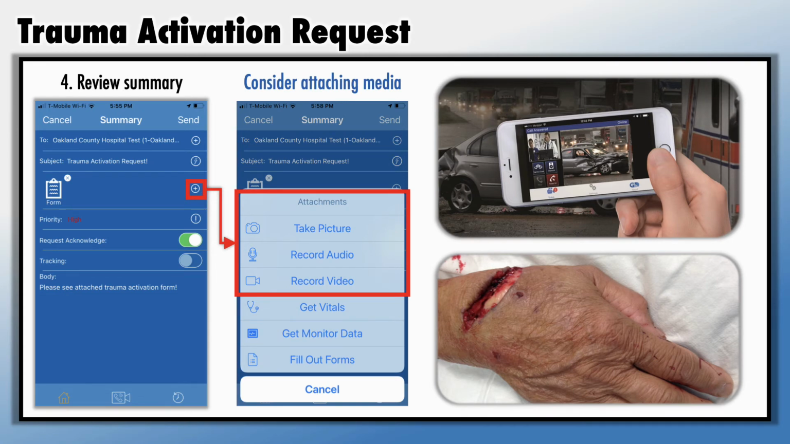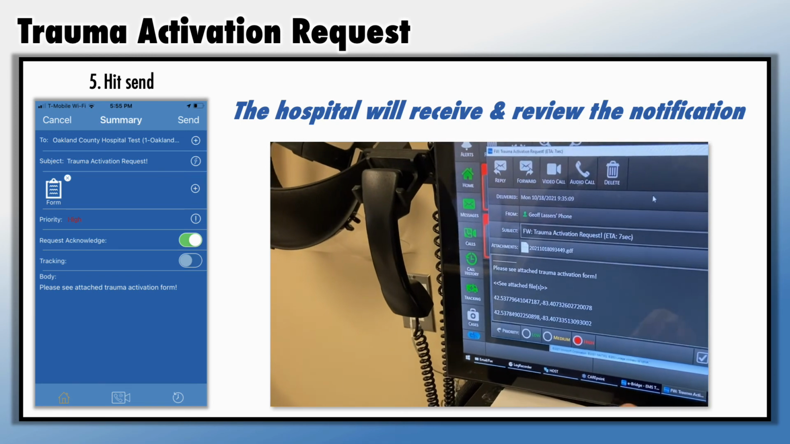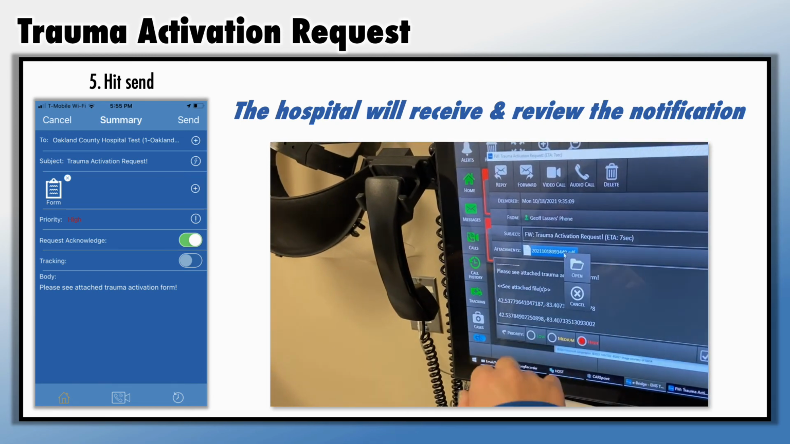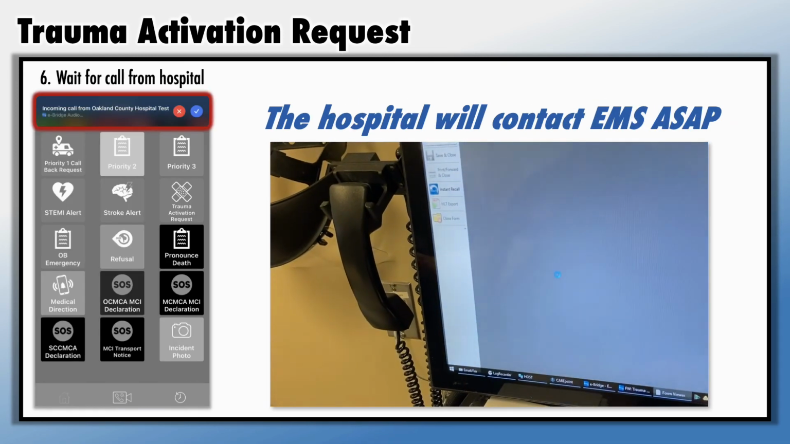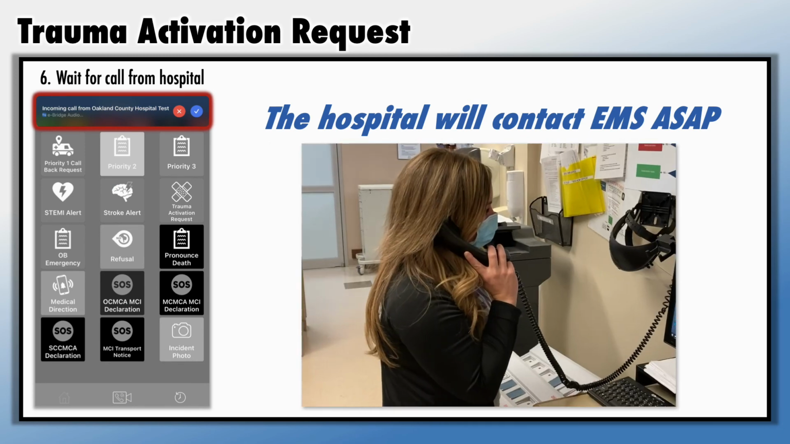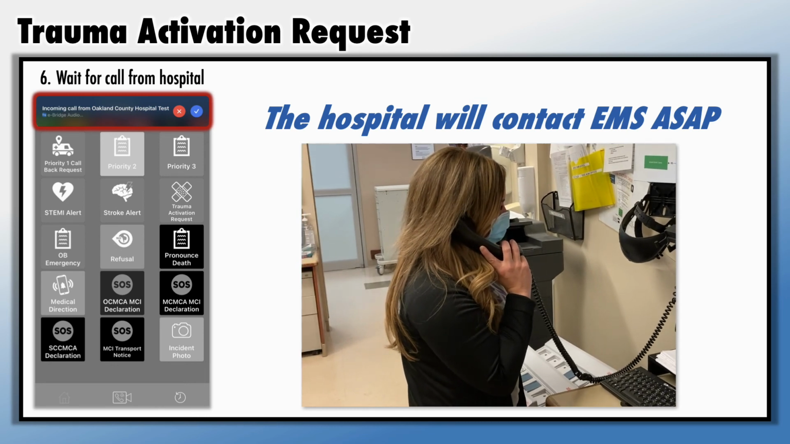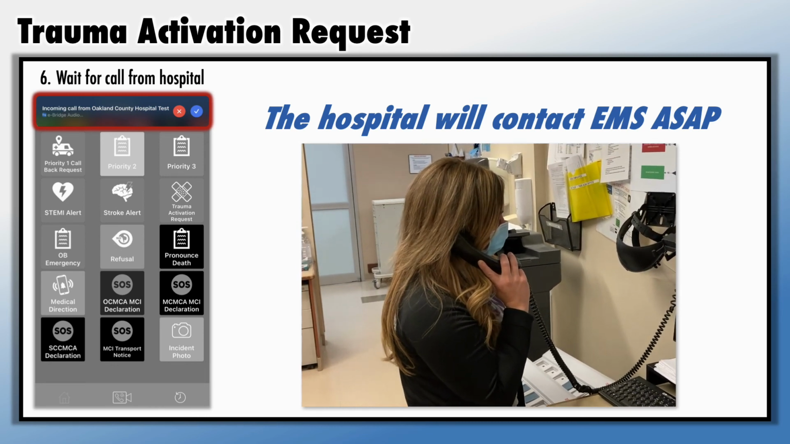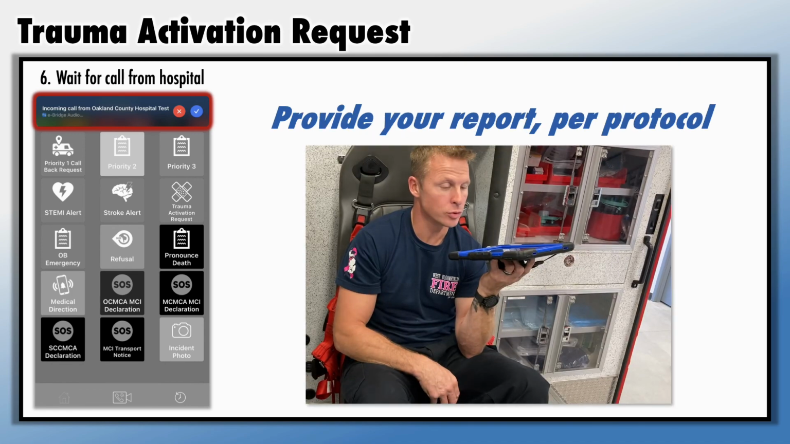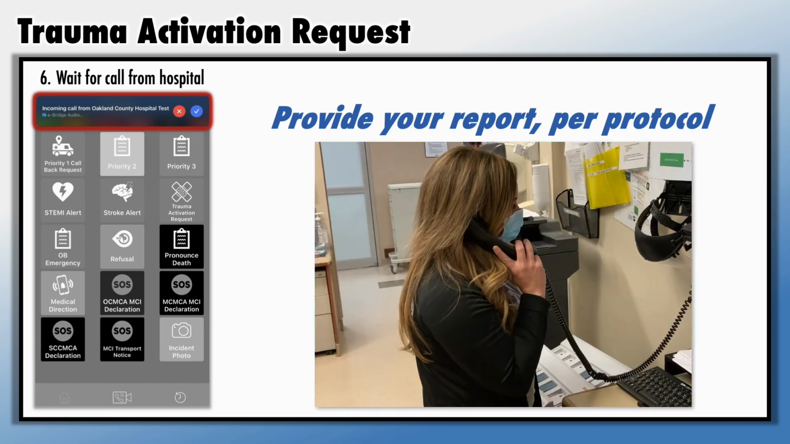You get it. Once you've reviewed your summary, hit send and wait for a call from the receiving hospital via the eBridge application. The hospital will receive and review the notification form and any notes or attachments. Then the hospital will contact EMS via the eBridge application and take a report from EMS. Hospitals are aware of the serious nature of a traumatic injury like this, and they will contact EMS at their earliest availability. Once communication is established, give your trauma report to the hospital per your local protocols and keep it clear and concise.